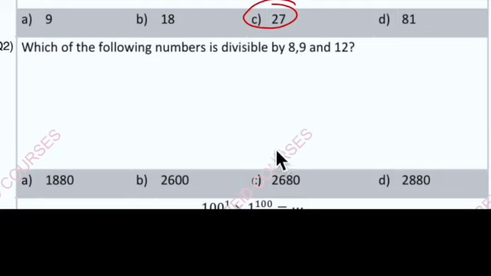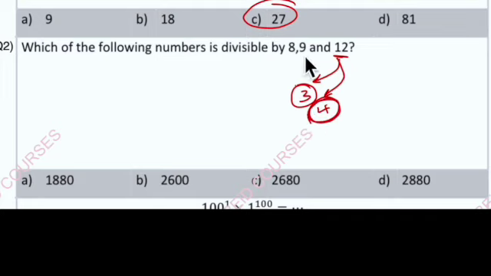Question 2, which of the following numbers is divisible by 8, 9, and 12? You know that a number is divisible by 12 if it's divisible by 3 and 4. And also a number is divisible by 3 if the sum of all its digits is divisible by 3, and divisible by 4 if the last two digits are divisible by 4.